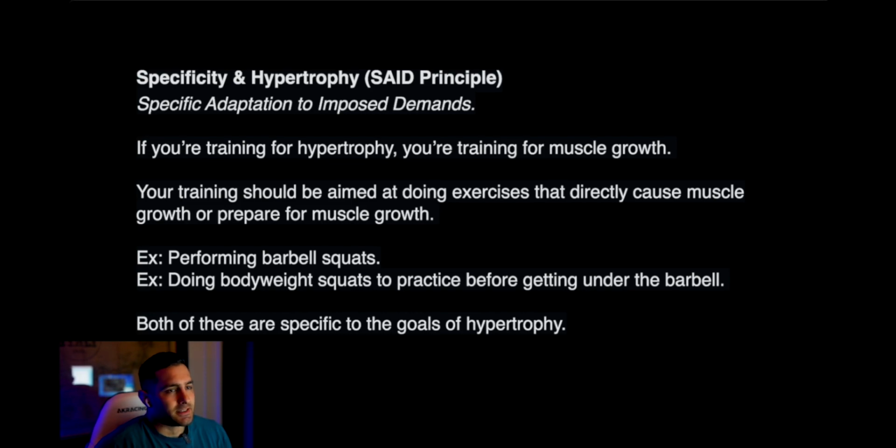So basically this goes like this. If you're training for hypertrophy, you're training for muscle growth. All right. So we're not elite level sprinters. We're not trying to become elite level athletes. We want to train for hypertrophy. We want to grow muscle. That's why we're here. So, with that in mind, your training should be aimed at doing exactly that and directly cause muscle growth, or in service of causing muscle growth.